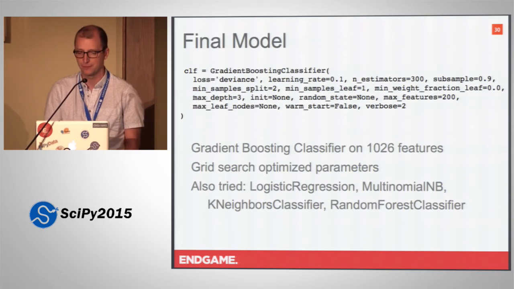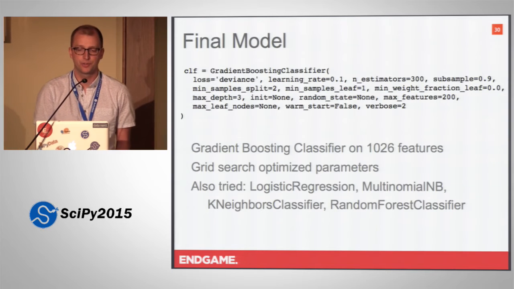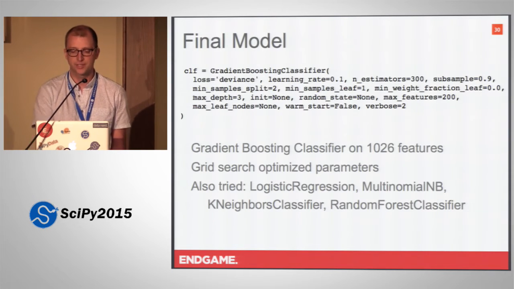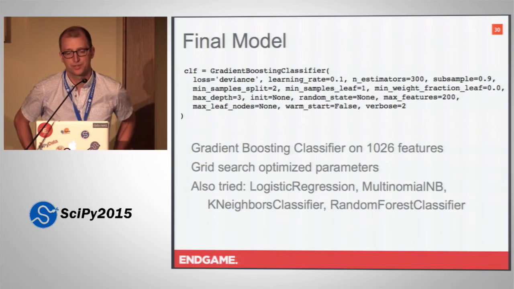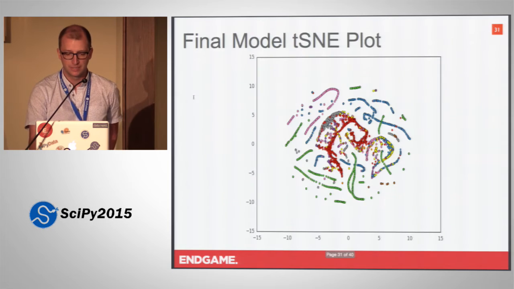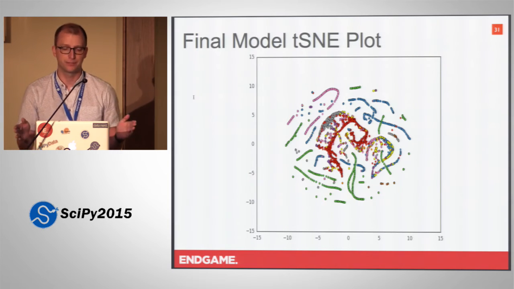gradient boosting classifier from scikit-learn with those parameters, which were again chosen through grid searching and cross-validation. I also tried some other different models, but got the best results from what you see there, the gradient boosting classifier. So this is a t-SNE plot that I threw together on my final feature set.